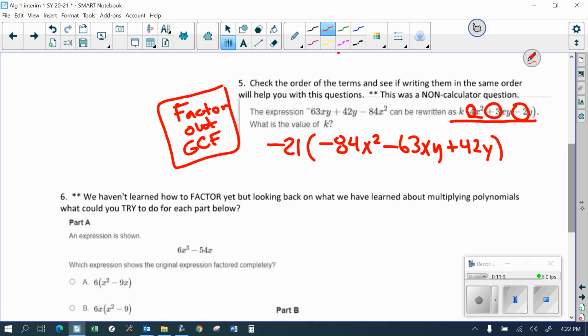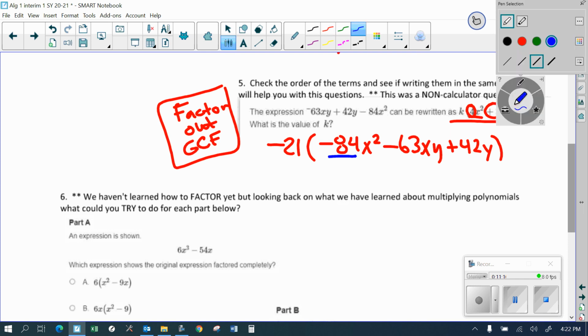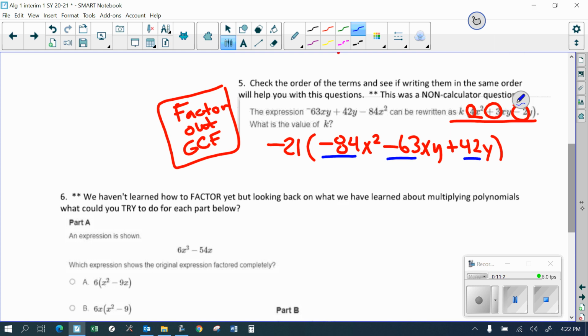You can only do 2 at a time. Now, here's another helpful hint on GCFs with numbers. If I look at these 3 numbers, the highest the GCF can be, and ignore the negative signs and positive signs, just the number itself, forget the negative, the highest the GCF could ever be is the smallest difference between any 2 of them.